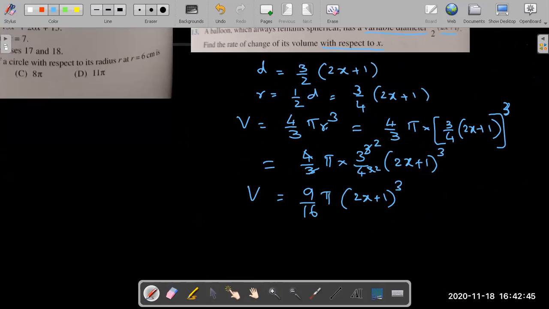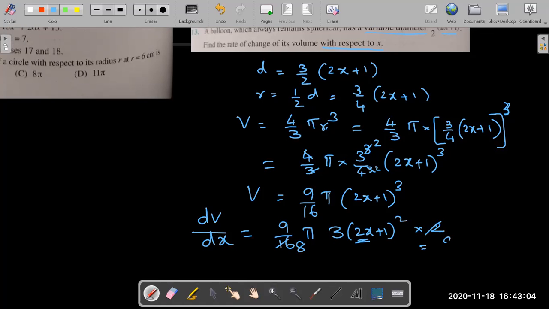This is V. Now if I differentiate this with respect to x, I'll get 9 by 16 pi times 3 into (2x + 1) whole squared, multiplied by the chain rule factor. So you'll have 2, and this 2 gets cancelled with this. So you will have 9 by 9 into 3, 27 by 8. 27 by 8 pi (2x + 1) whole square. So we had to find the rate of change of its volume with respect to x. This is what it is.